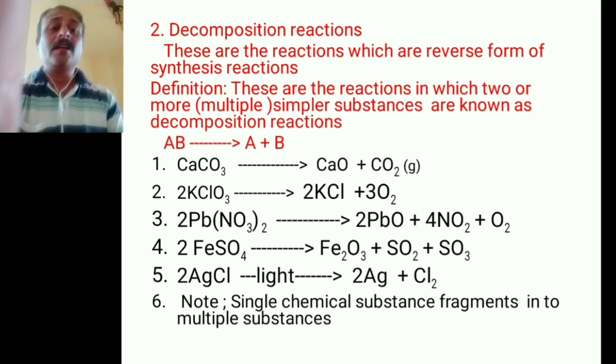And one more is AgCl. AgCl means silver chloride. When it is exposed to sunlight, it decomposes into Ag plus Cl2. This is another interesting thing: just by keeping it in sunlight, the reaction takes place just by light. It is divided into silver plus chlorine. That's an important thing, one of the important things of decomposition reaction. Okay. Now one note I have mentioned here: a single chemical substance fragments into multiple substances, as I said in the definition. Okay. So I'll go to the next one.